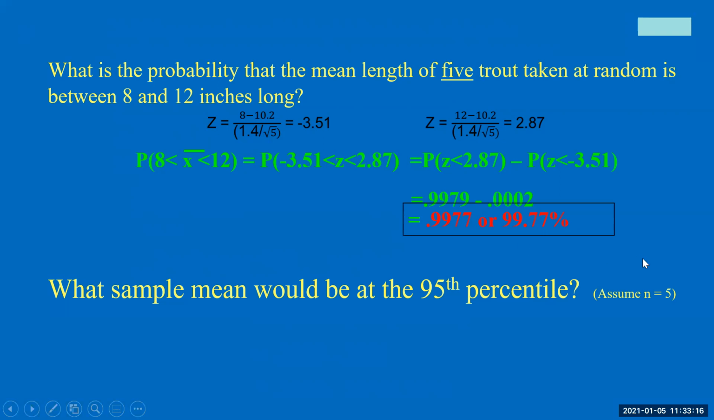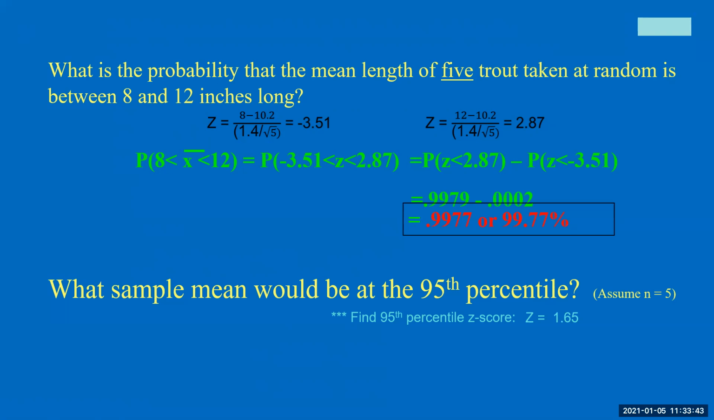So now let's do a working backwards. What sample mean would be at the 95th percentile? And again, we're going to be assuming that our sample size is 5, still taking 5. So working backwards means we need to first look inside the z-table for 0.95. What z-score corresponds to 0.95? That would be a z-score of 1.65.